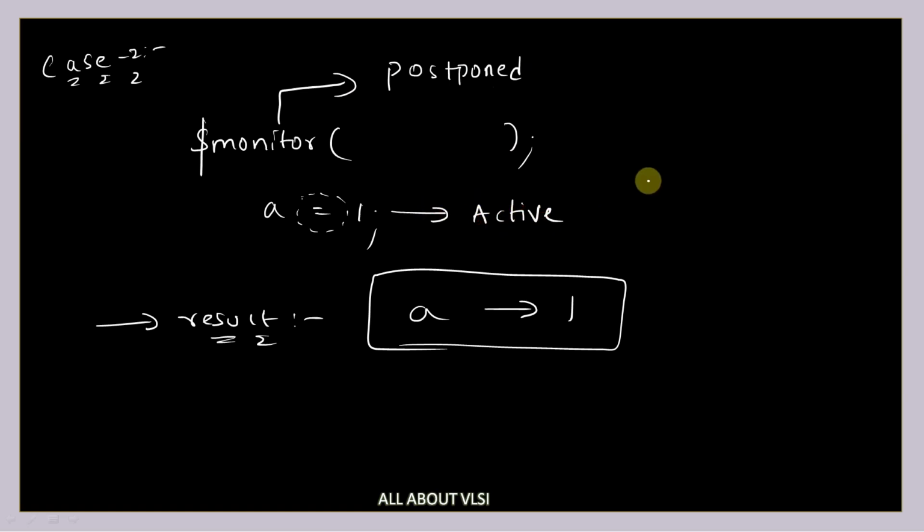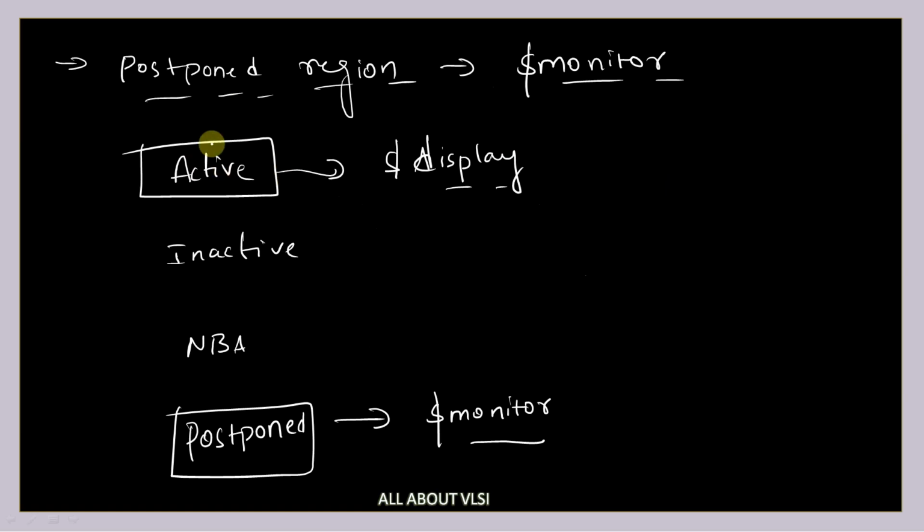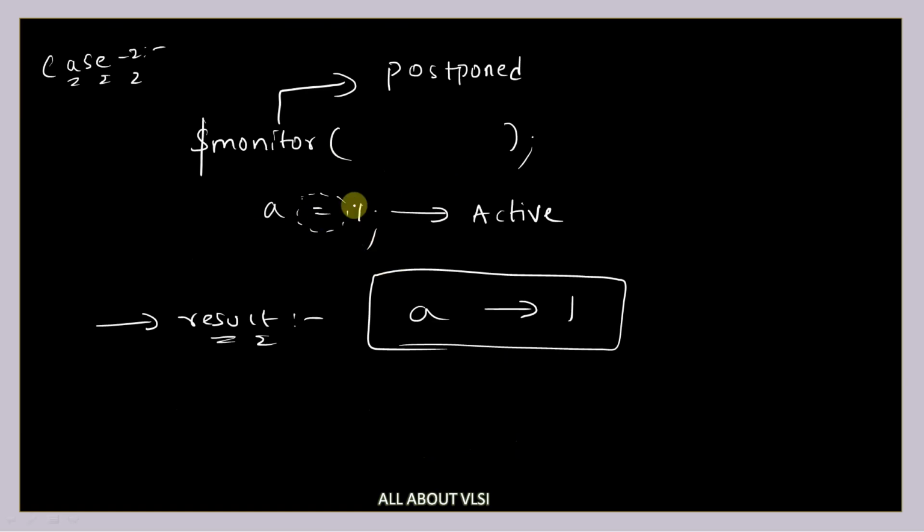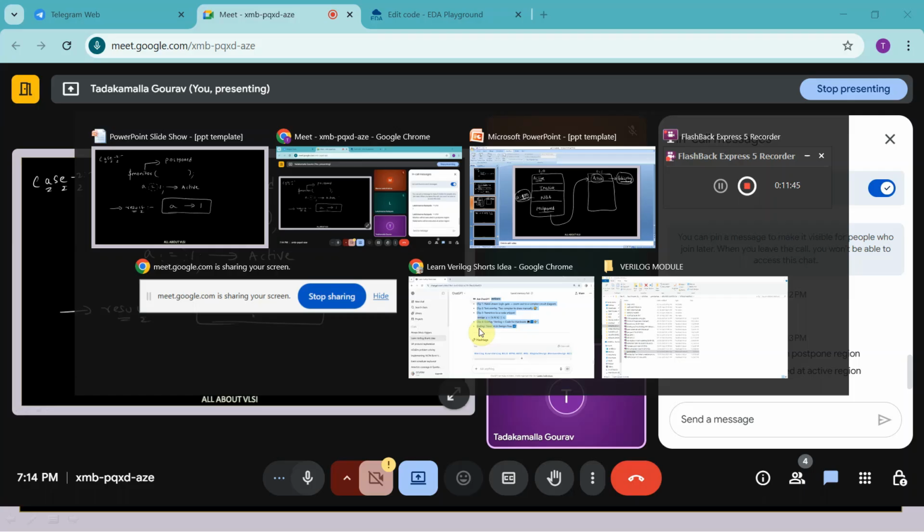If you remember, the active region is present first and only after that the postponed region is called. So $monitor is executed after the assignment has completed. That is the reason you are getting the value of A printed as 1. Is it clear? Any doubts or any queries in this?